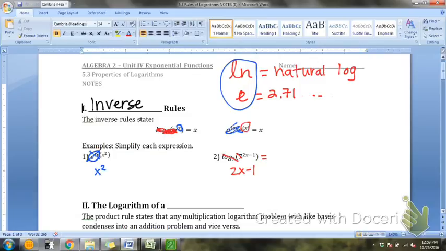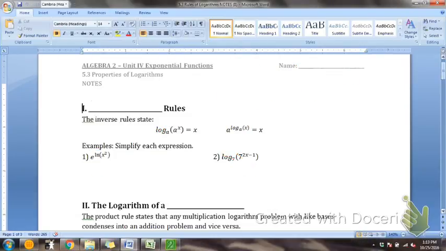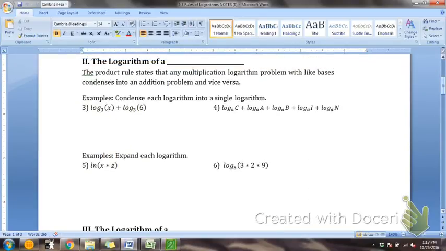The next rule we're going to talk about is called the logarithm of a product. So that's your next blank there, logarithm of a product. The logarithm of a product, or the product rule, states that any multiplication logarithm problem with like bases condenses into an addition problem and vice versa. What you need to remember about the product rule is multiplication turns into addition and vice versa. Multiplication turns into addition, addition turns into multiplication.